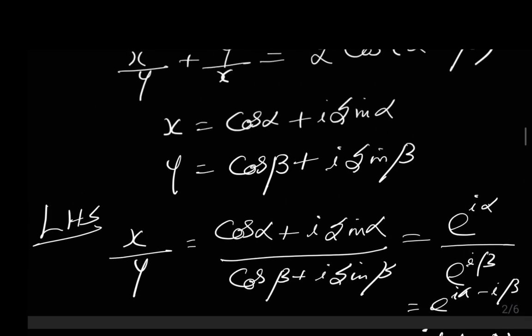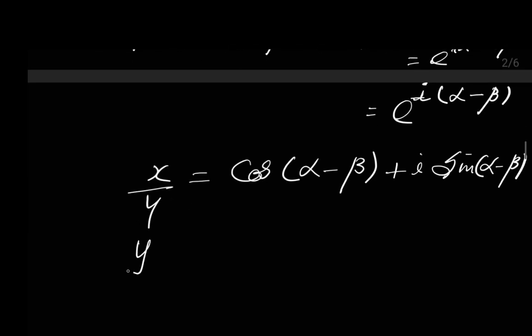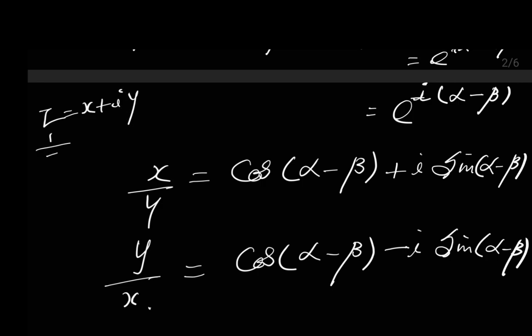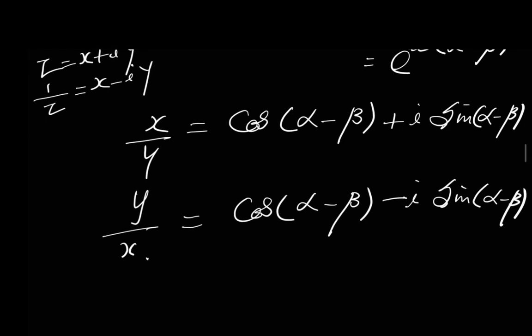Next term is y by x. So y by x is equal to, just the conjugate of this, the reciprocal of x by y. So you will get the conjugate of this one: cos of alpha minus beta minus i sin of alpha minus beta. If z is x plus iy, we know that complex number z is x plus iy, then 1 by z is the conjugate of this, x minus iy. Same way, the reciprocal here.